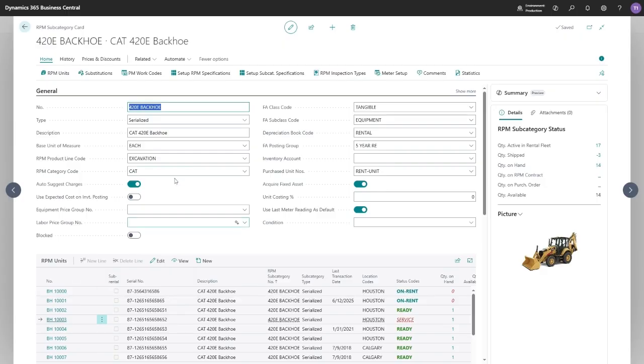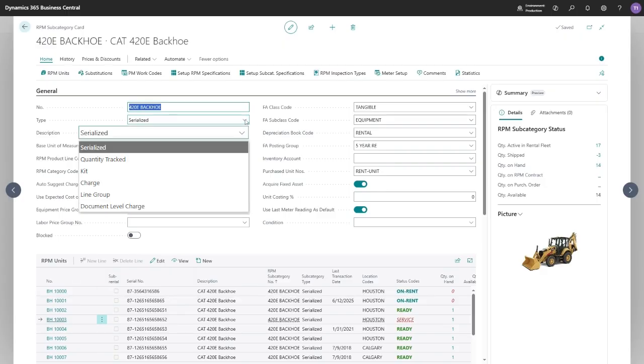In addition, we also have multiple different types of subcategories. So this particular one happens to be serialized. We also support quantity tracked ones. We support kitting. We support charges, which are intangibles like a setup fee or operator fee or something like that. We support line groups, which work very similar to kits, except the line group members hold their own pricing, and a kit will have the kit at the top level roll the pricing down. So it's a little bit opposite.